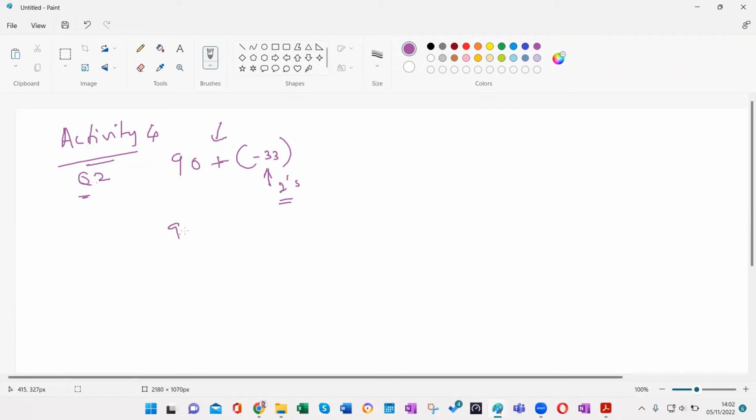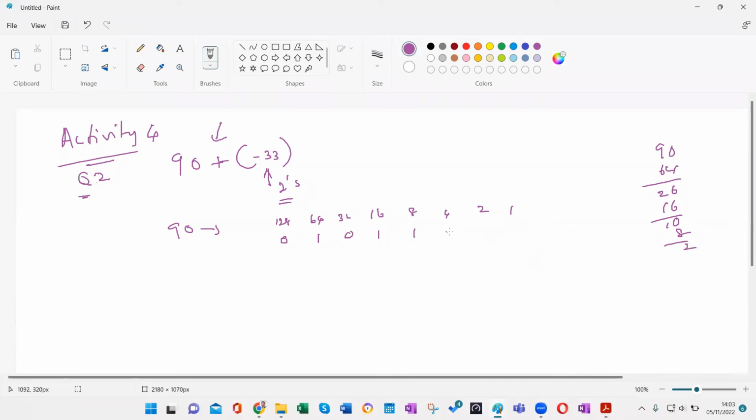Okay, let's do it together. First, let's represent 90 in binary. I'm going to write the positional values 1, 2, 4, 8, 16, 32, 64, 128. Why 128? Because we are dealing with 8-bit binary. Now 90: there's no 128. There's 1 64. 90 minus 64 is 26. In 26, there's no 32. There's 1 16, and the balance is 10. In 10, there's 1 eight.